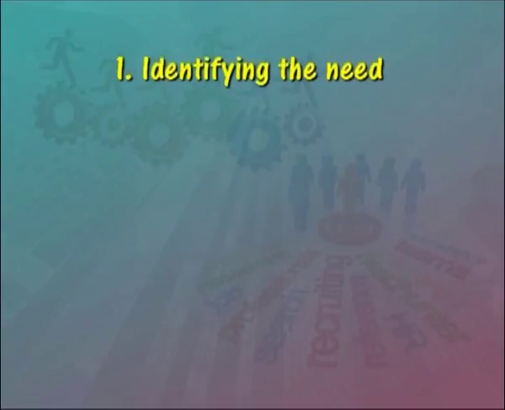The first one is identifying the need. Initially, the important areas of personnel management we discussed, that is recruitment, selection, training, compensation, bargaining, everything is required to be considered, and then we have to design the policy formulation, which can be clearly spelled out.